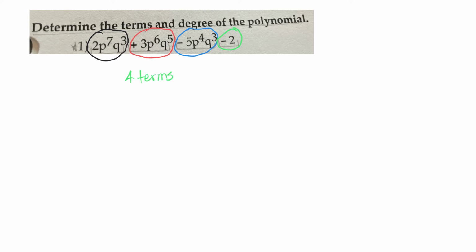Now, the degree of the polynomial is whatever the highest exponent is. But sometimes if you have double variables, then what you have to do is add the degree. So the degree of that term is 10. The degree of this term would be 11. The degree of this term would be 7. The degree of this term, since there's no variables, would be 0. So then you just pick the highest one, and it looks like it'd be 11. So the degree of that polynomial would be 11.